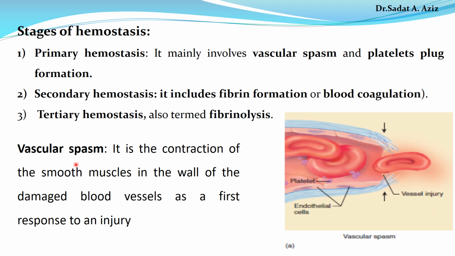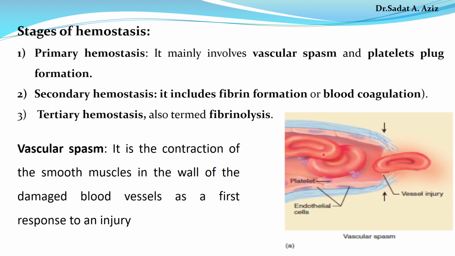So vascular spasm is a contraction of the smooth muscles in the wall of the damaged blood vessels. When there is damage, the smooth muscles within the wall of the blood vessels directly start contracting. What is the advantage of a vascular spasm? It reduces the diameter of the blood vessels at the site of the injury, and it reduces blood flow to the injured site.